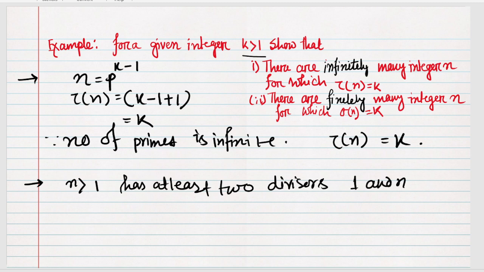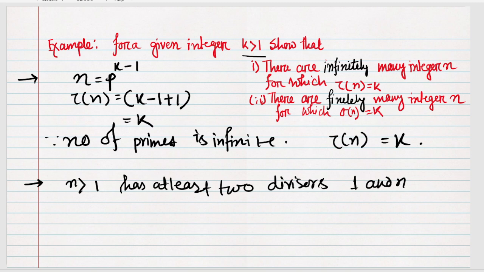For any number, if we list the divisors of that number, we will find 1 and that number itself in the divisors list, whether it is a prime number, a composite number, or any positive integer.